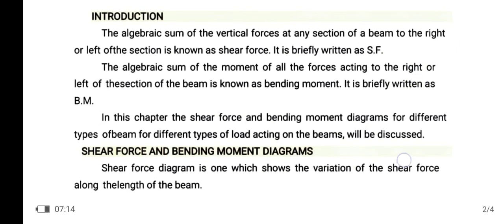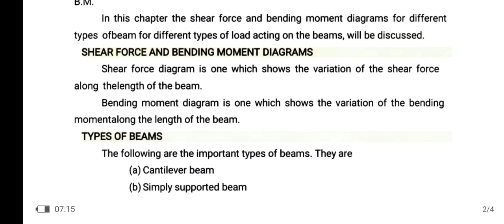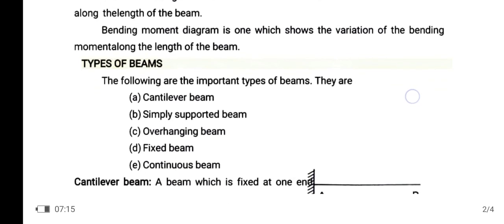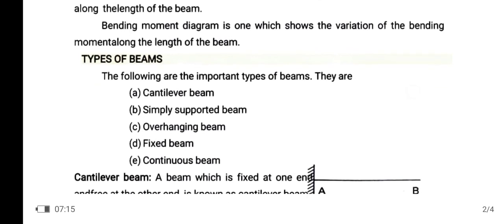In this chapter, the shear force and bending moment diagrams for different types of beam and different types of load acting on the beam will be discussed. The shear force and bending moment diagram. A shear force diagram is one which shows the variation of the shear force along the length of the beam. A bending moment diagram is one which shows the variation of the bending moment along the length of the beam.